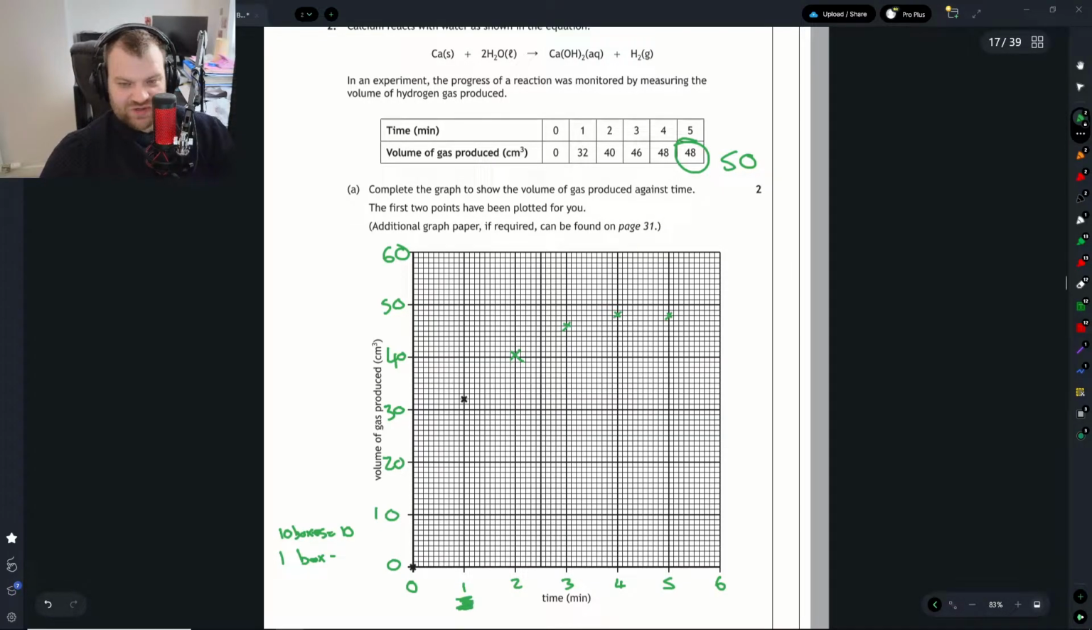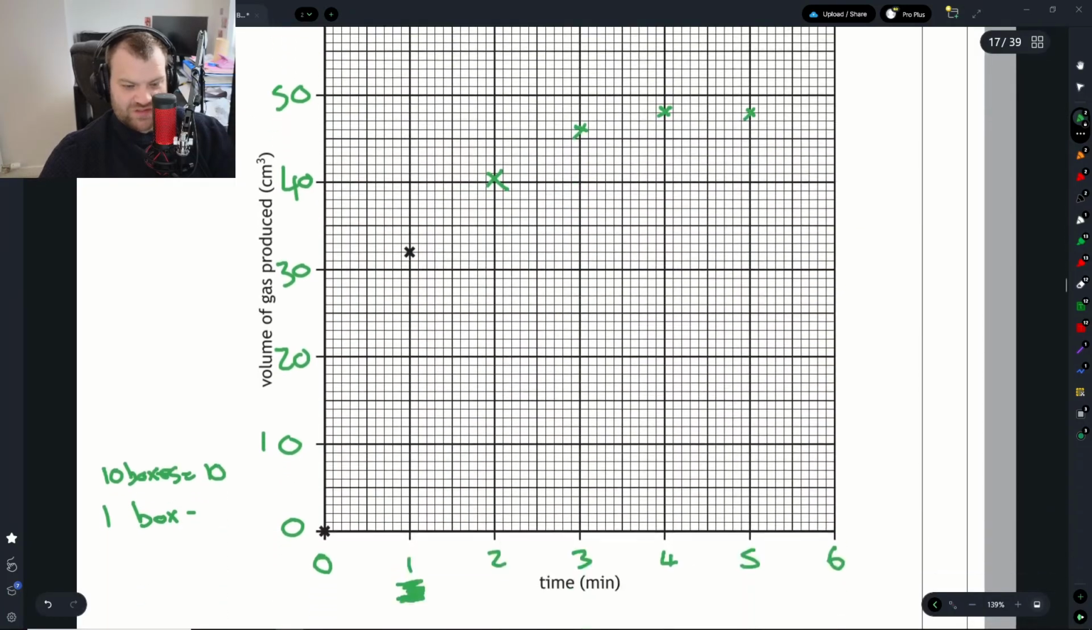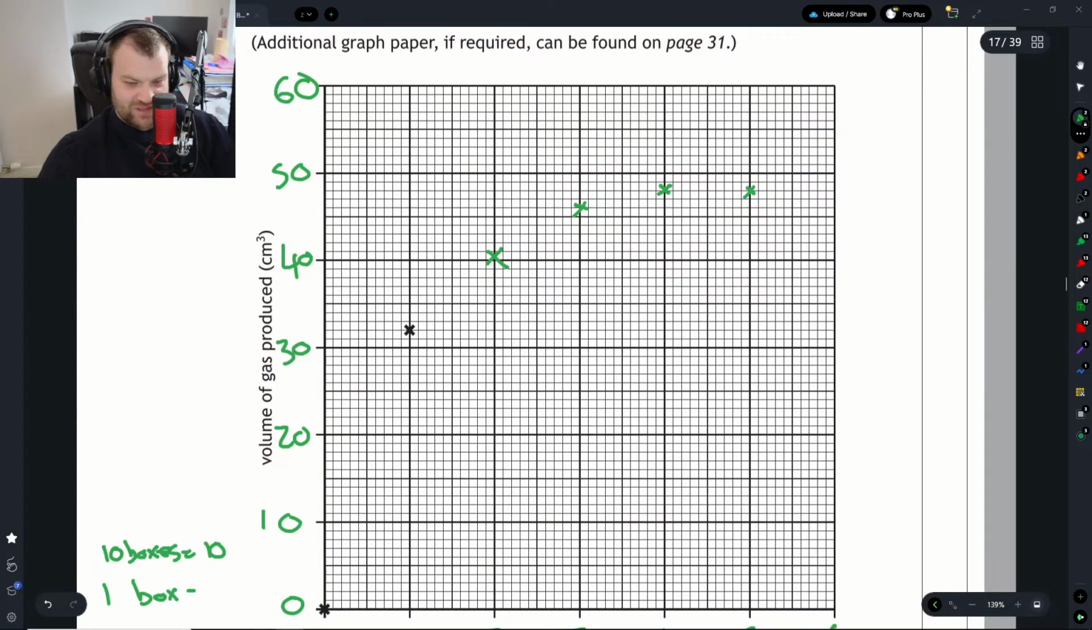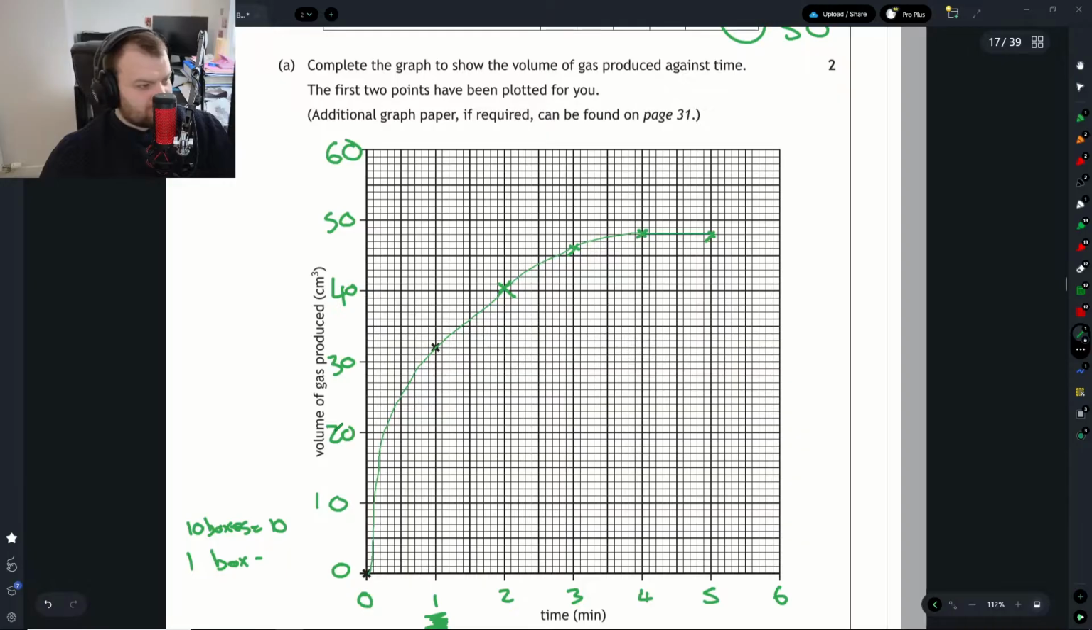In this situation, what we do not want to do is a straight line between each of the points. We want to try and get a nice smooth curve that goes through all of them. Now, this may take me a couple of attempts. You will only see 1 attempt and it will look amazing. Don't look too closely at the graph.